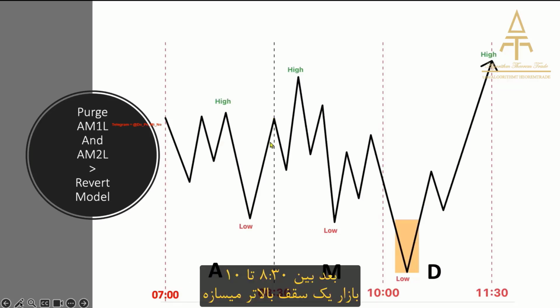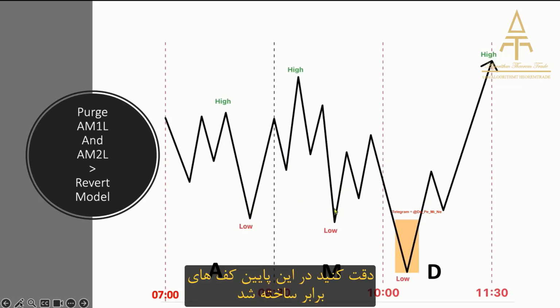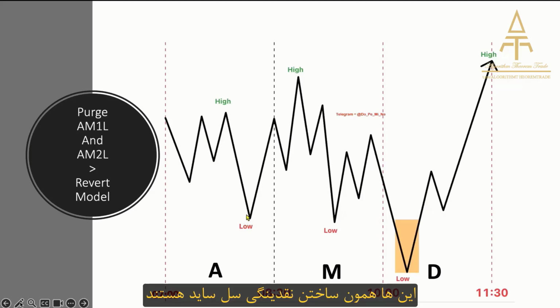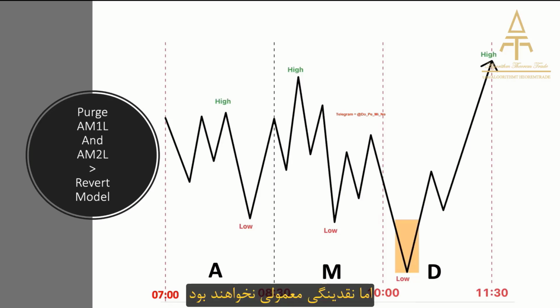Then during 8:30 to 10 the market creates a higher high relative to the previous cycle's high, and it then falls lower. But notice that equal lows are being engineered right here. This is the engineering of sell-side liquidity, but not just any sell-side liquidity. No, it's engineering of 2 cycles worth of liquidity.